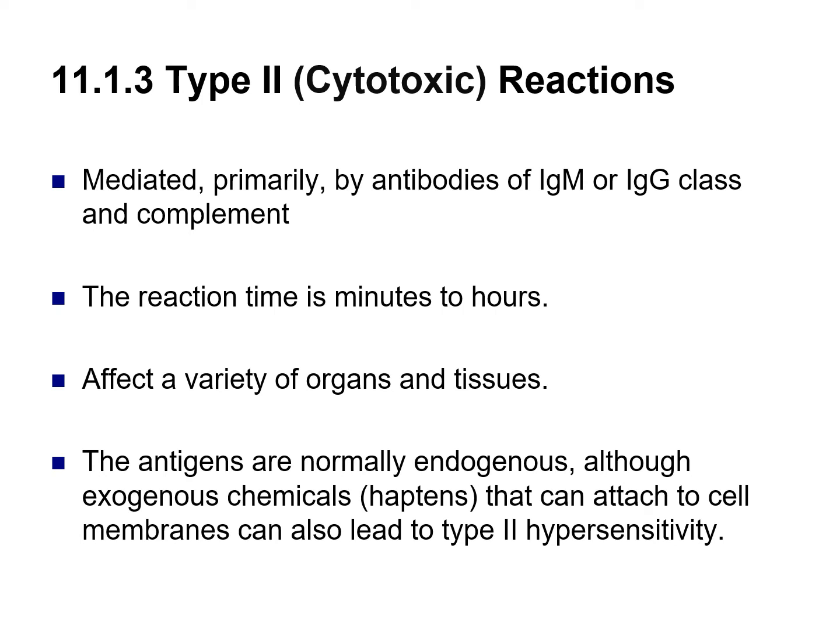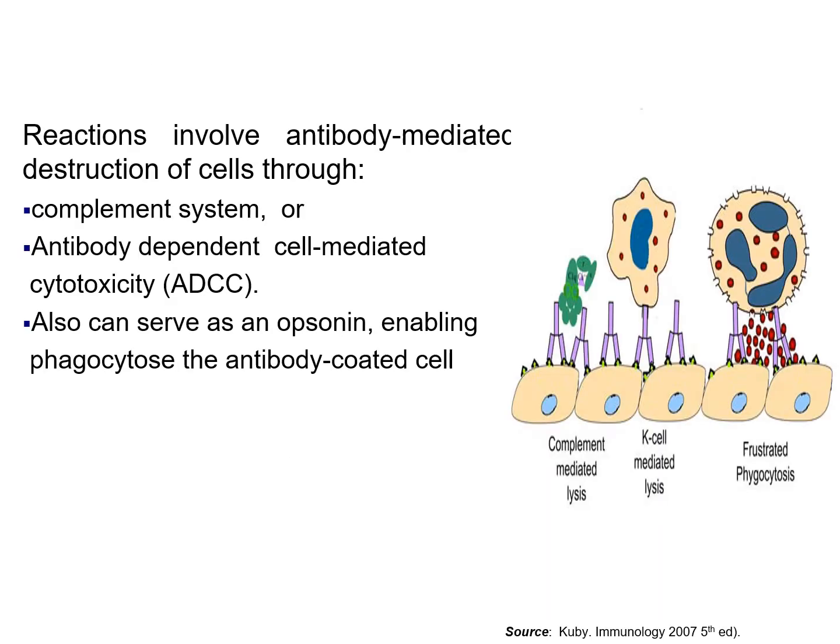Let us now move on to the second type of hypersensitivity, type 2, or cytotoxic reaction. This is mediated by antibodies, IgM or IgG, and the complement. It takes about a few minutes to hours for the allergy to happen. It can affect many different organs and tissues, and this can be endogenous, so that is already inside the body, or it can be triggered by chemicals outside the body, like haptens.